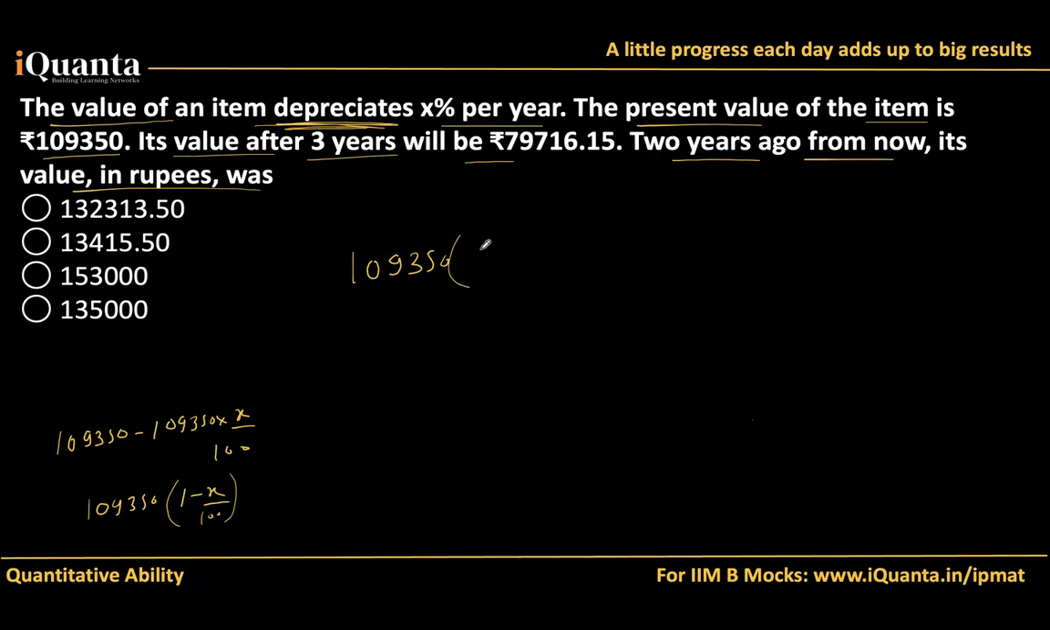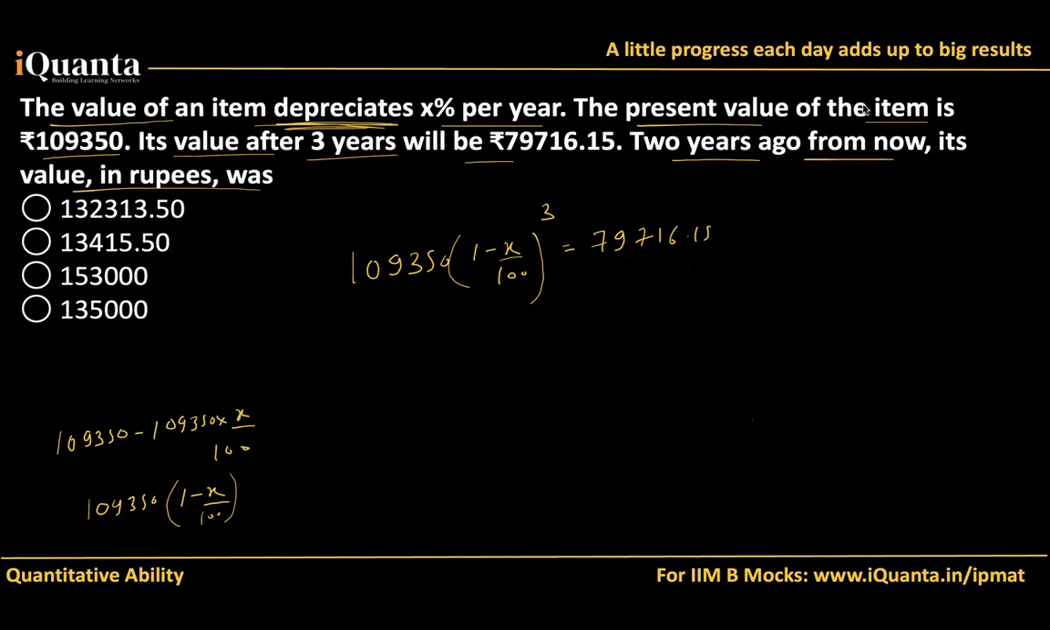So we can simply say that 1 minus x by 100. The present value of the item is 109350. Its value after 3 years will be this. Every year there is some depreciation happening, so after 3 years there will be 3 depreciations each of x%. So we can say 1 minus x by 100 whole cube.